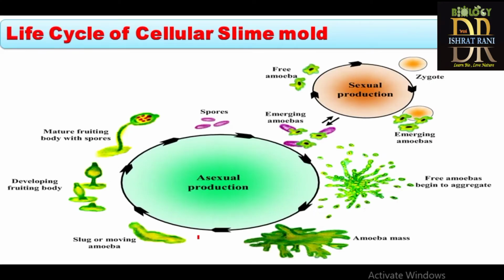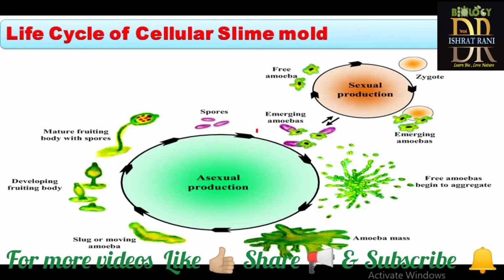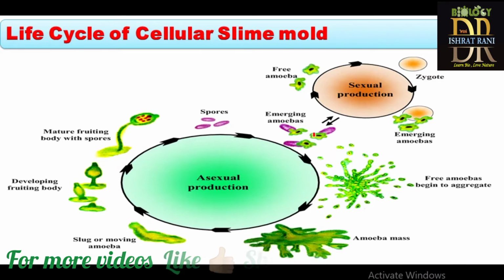In the life cycle of cellular slime mold, you will see both types of life cycle, cellular and acellular, as well. Firstly, this is the sludge or moving plasmodium. It will develop fruiting bodies. These fruiting bodies will mature and then release the spores. And these spores are emerging amoebas because they will germinate to form amoebas. These free amoebas will fuse together and form a zygote.